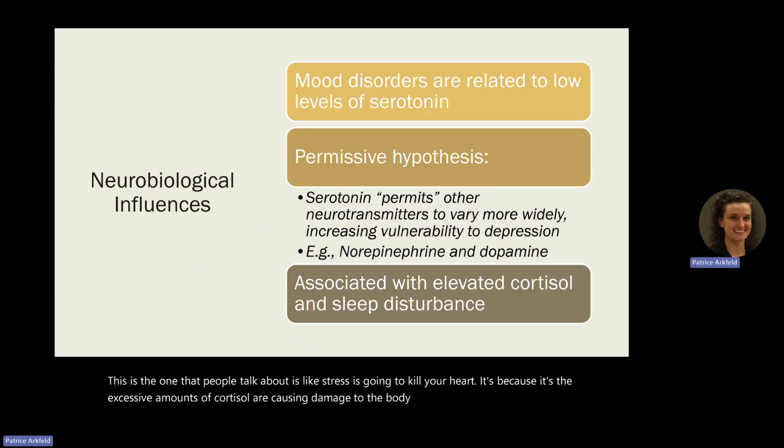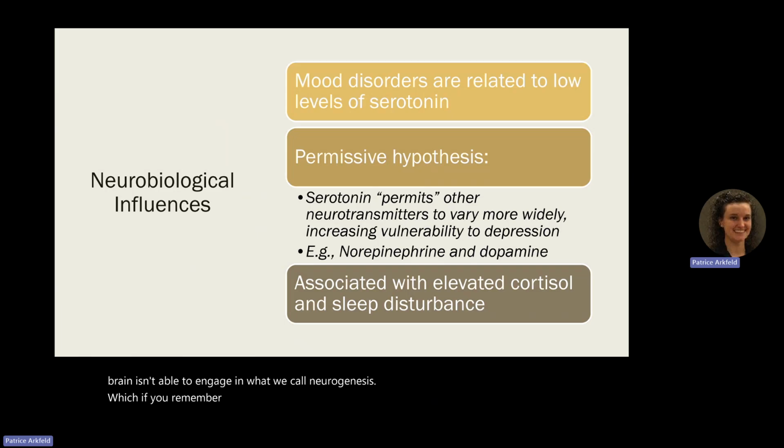And in regards to depression and bipolar related disorders, when cortisol is in elevated volumes, there's more cortisol. Our brain isn't able to engage in what we call neurogenesis, which, if you remember, is the formation of new neurons. So when we can't make new neurons, we can't change neural pathways. We use the same previous neural pathways that might be associated with depression or bipolar related disorders.